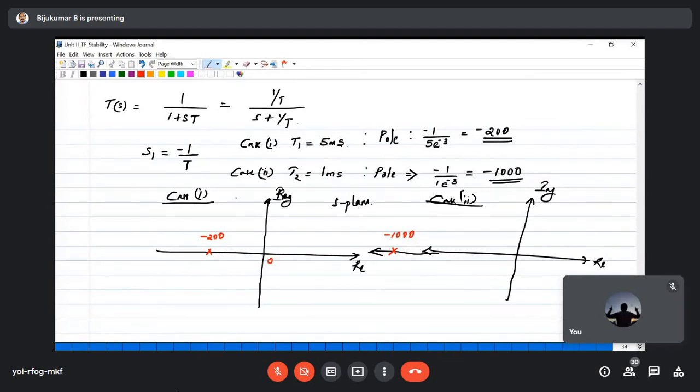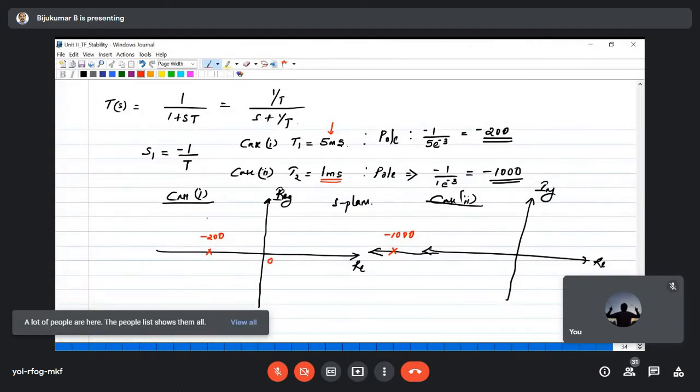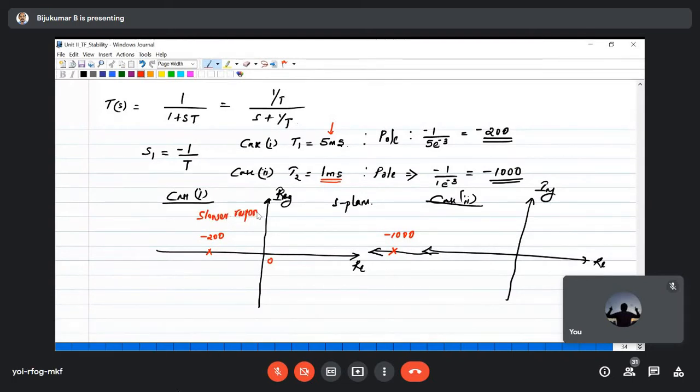And from yesterday's analysis, we understand that T1 is the slower pole, right? What is the time constant of this one? 5 millisecond. It is taking more time to reach the steady state value, but T2 is taking lesser time, right? So that means the pole which is closer to the imaginary axis is having a slower response, right? So this pole is having a slower response, and this is having a faster response.